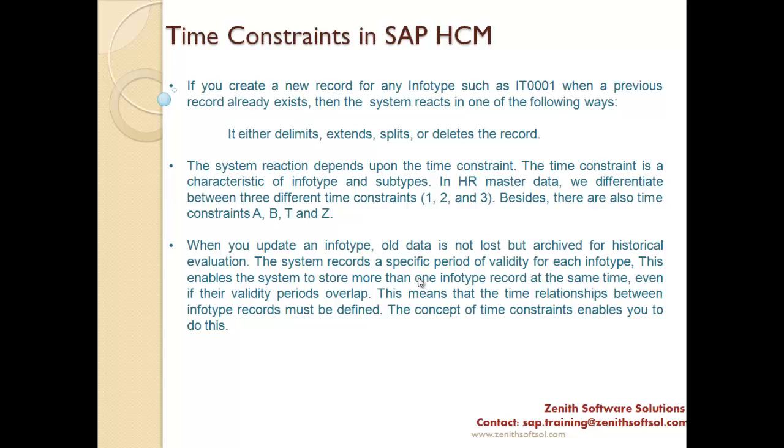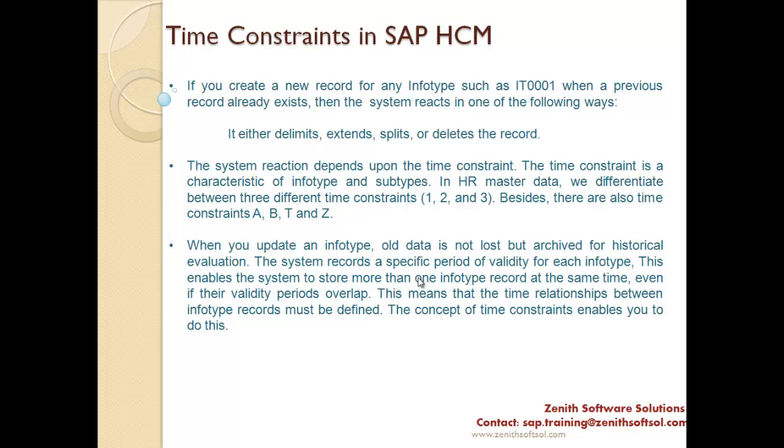When you update an infotype, all data is not lost but archived for historical evaluation, because sometimes the company does not want to delete the old data and wants to keep it for historical evaluation. Like if you terminate an employee, that employee could come back, he can be rehired, so the company does not want to lose that data. The system records a specific period of validity for each infotype, because each infotype has records, right? So each record for a particular infotype has a specific period of validity. This enables the system to store more than one infotype record at the same time.